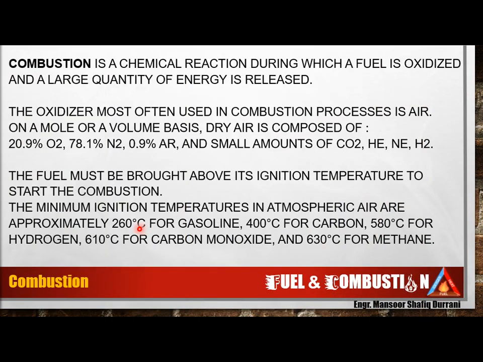Next is, what is combustion? So this was fuel, and combustion is a chemical reaction during which fuel is oxidized and a large quantity of energy is released. Fuel is a material which consists of hydrocarbon and is burned to release the energy. The process of burning or oxidizing is known as combustion. So combustion is a chemical reaction during which fuel is oxidized and a large quantity of energy is released. The oxidizer most often used in the combustion process is air.